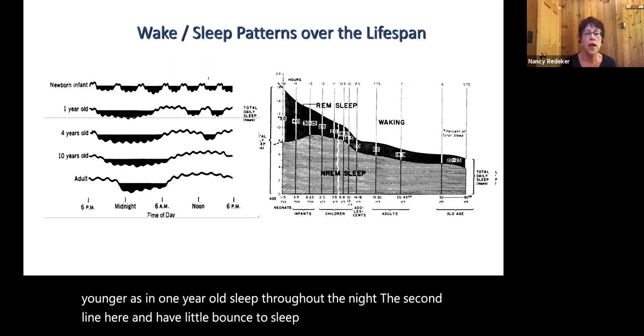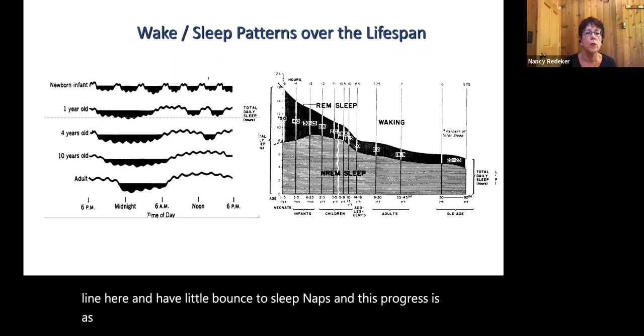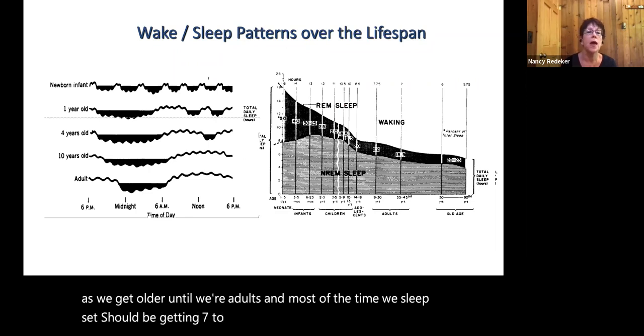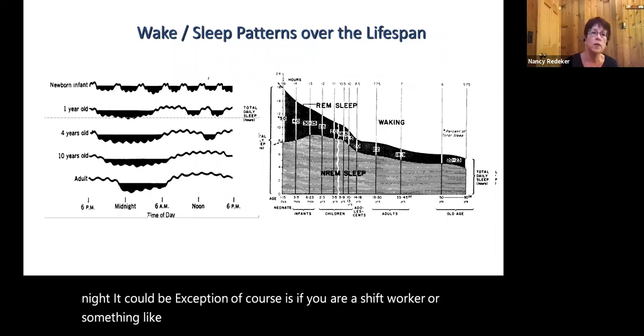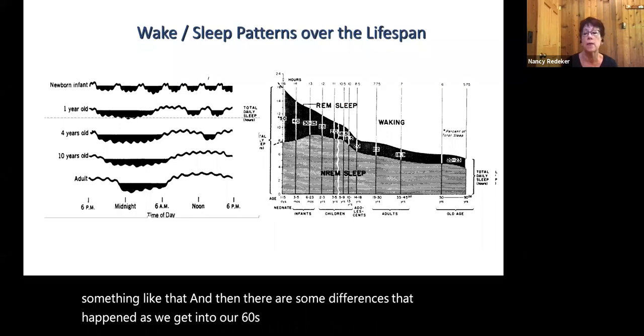And this progresses as we get older until we're adults. Most of the time we should be getting 7 to 8 hours of sleep, and generally that's at night. The exception, of course, is if you're a shift worker or something like that. And then there are some differences that happen as we get into our 60s and 70s, and I'll show you a slide in a minute.